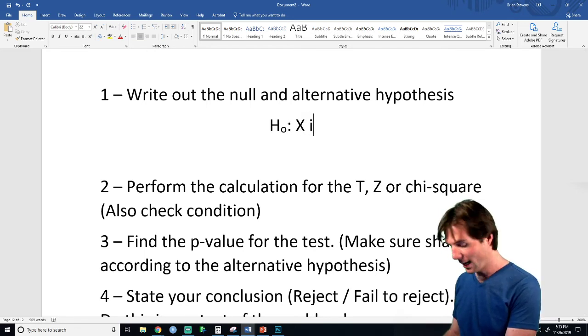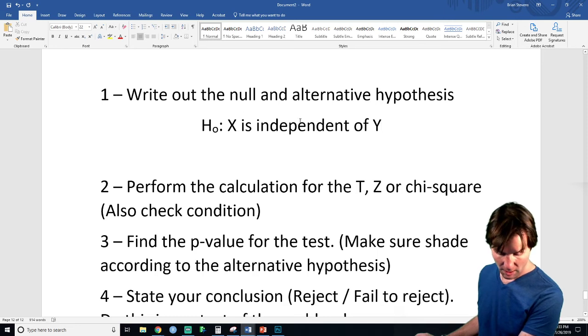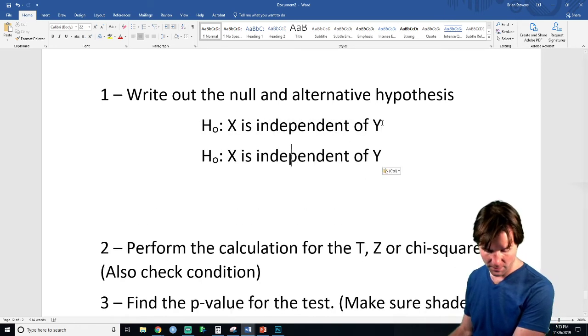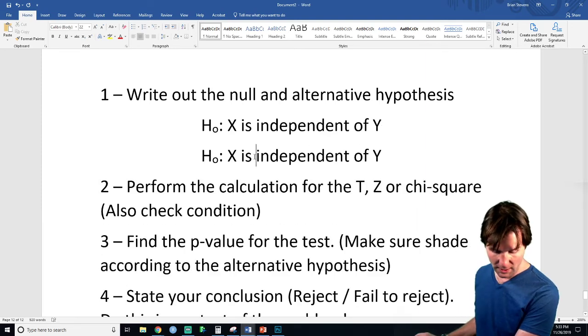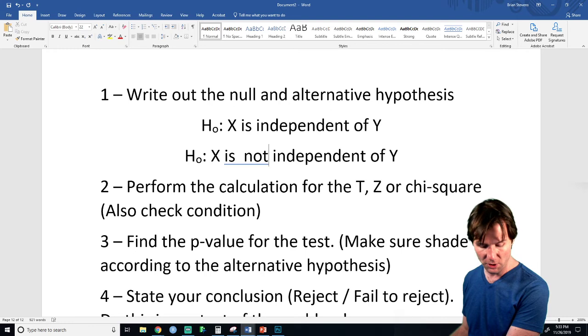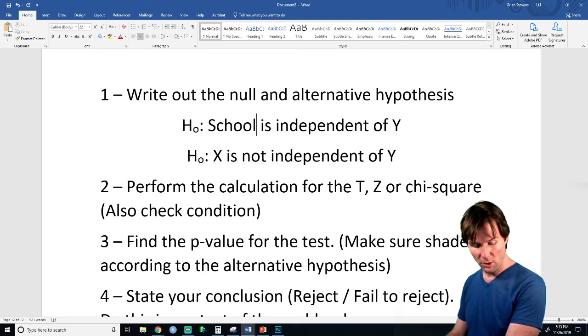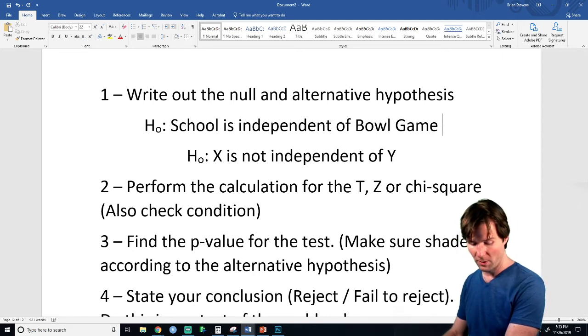You'll write x is independent of y. And you will write, for the alternative, x is not independent of y. Now don't just write this right here because you have to tell me what x is. School is independent of bowl game prediction.